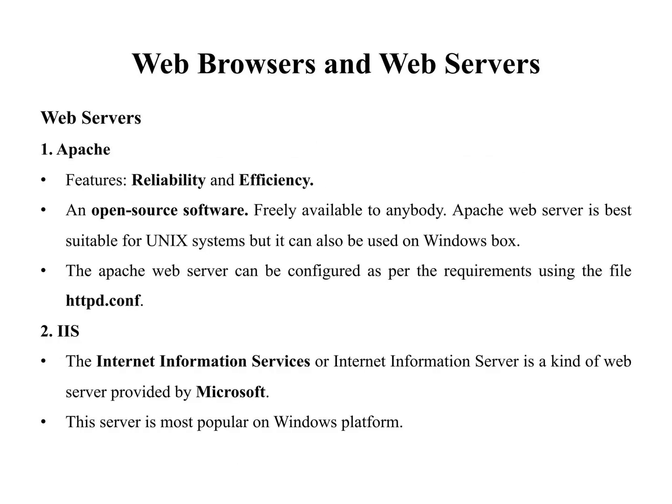In web servers, first we see Apache. Apache's features are reliability and efficiency, and it is open source software because it is freely available to anyone. It is suitable for Unix systems but is also used on Windows boxes. It is configured as per the requirement using a file.